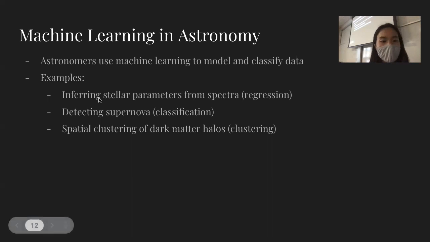Some examples I have here are inferring stellar parameters from spectra. When you look at a star's emission spectra, you can tell what elements are in the star. Similarly, with detecting supernova, this would be classification. You can use a lot of machine learning algorithms to help you classify an image as a supernova or maybe just a speck of dust. And also with spatial clustering of dark matter halos, a lot of machine learning applications can look at images and cluster where these dark matter halos are.